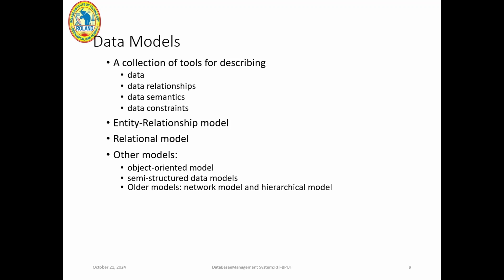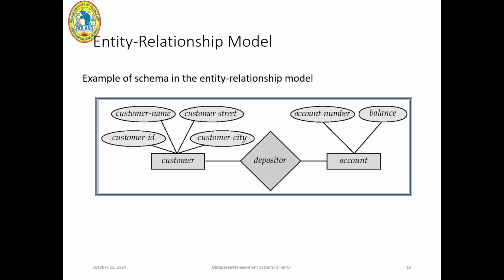And we have the entity relationship model, the relational model, and other models like object oriented models, semi structured data models, and older models like the network model and hierarchical model. These are the different types of models. Okay, we will study them one by one. So first we are going for the entity relationship model.